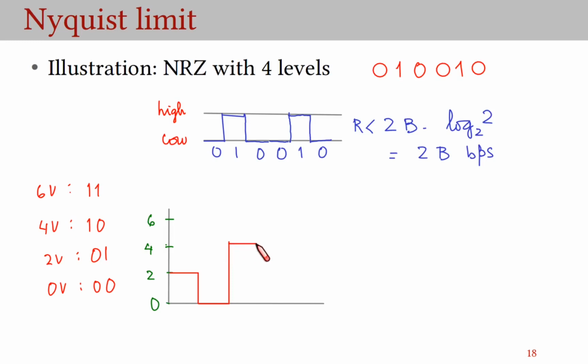So this would be NRZ encoding with 4 levels, and in this case the Nyquist limit gives the maximum rate as 2B times log base 2 of 4. Now we have 4 levels, and that gives us 4B bits per second.